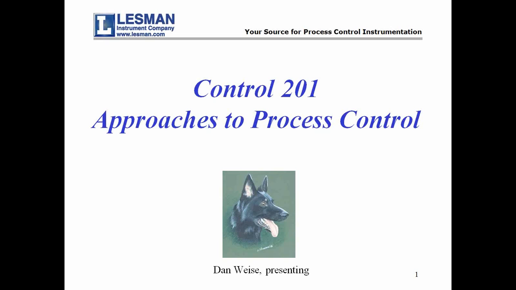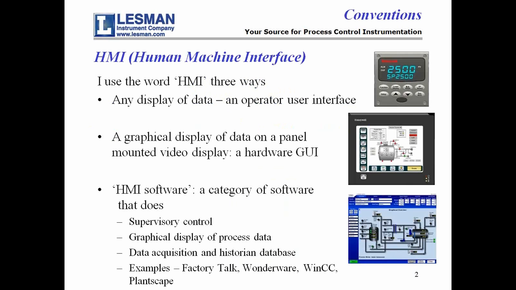Thank you, Mike. I want to start out by explaining the conventions I'm going to use in this. I use the word HMI in 3 different ways. One is just for the display that you get on any kind of device out there. You'll see in the upper corner up here, there's the set point and the process variable. It's digital numbers. That's the HMI for that little controller.